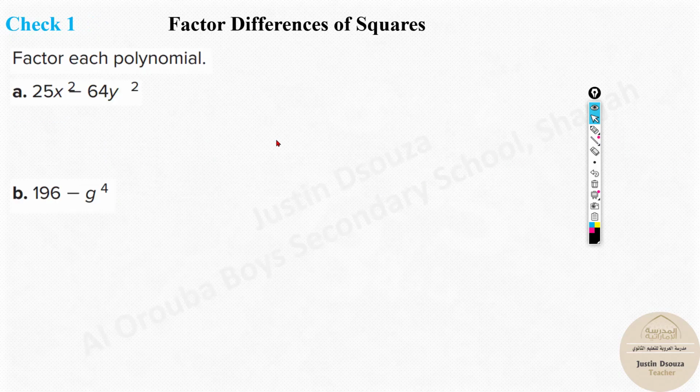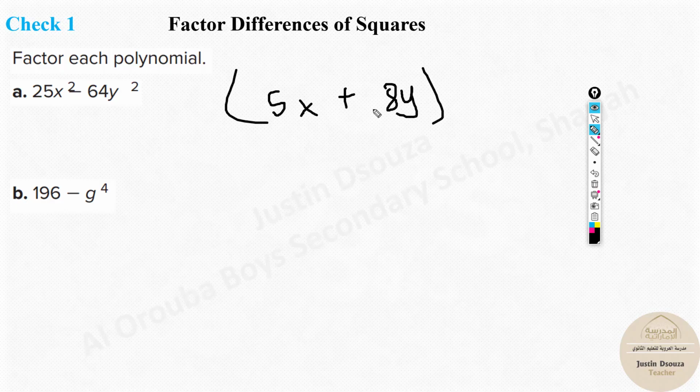Now we will solve these ones over here. Factor each polynomial. You can see it's 25x squared minus 64y squared. First term, it'll be 5x. Second term would be 8y. Plus, and same thing with minus. That is your answer.